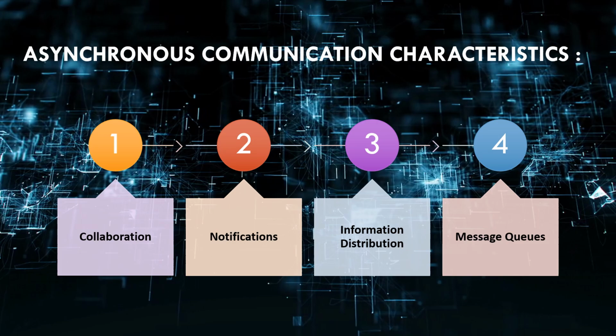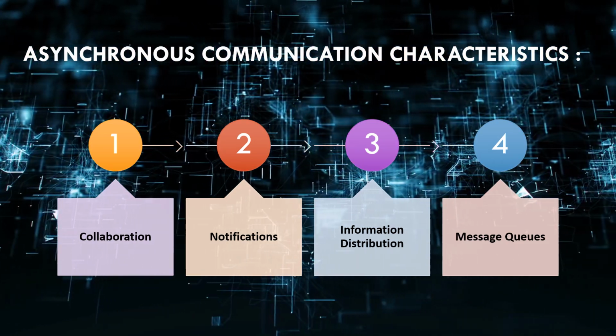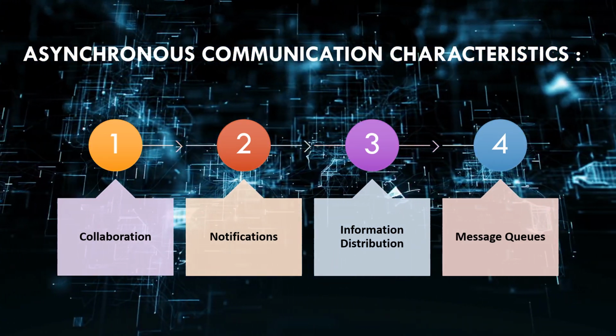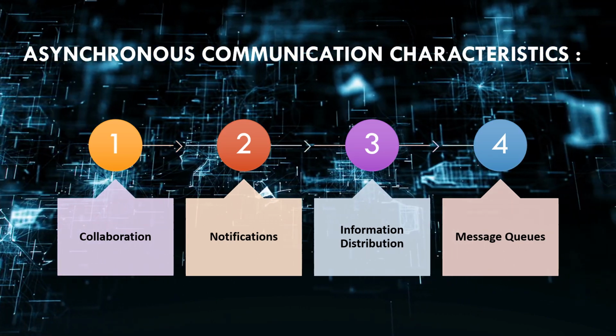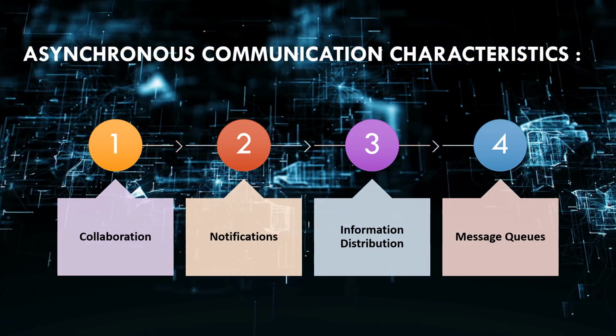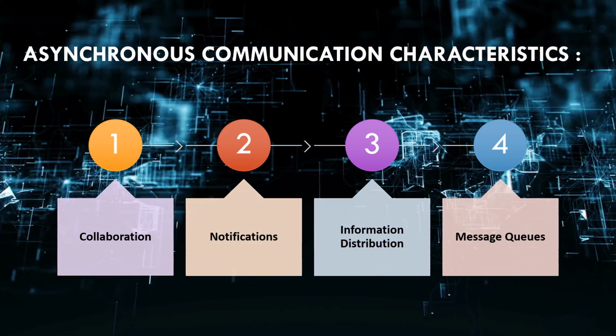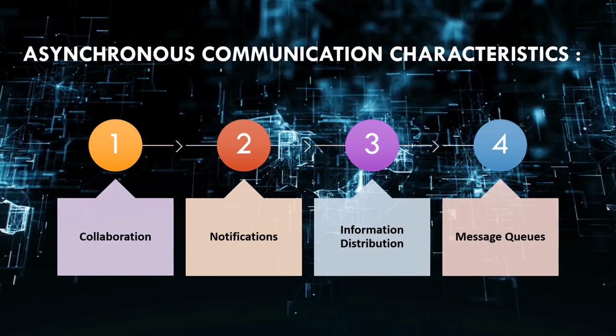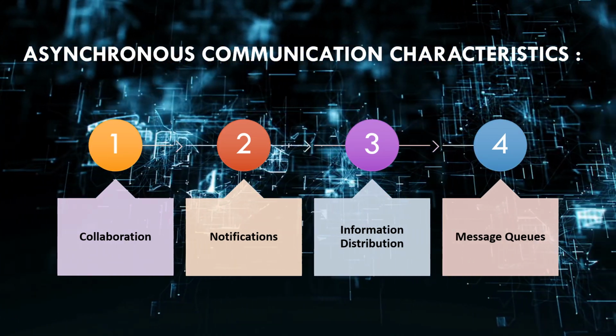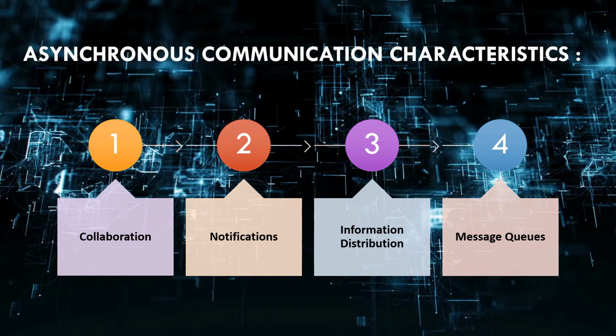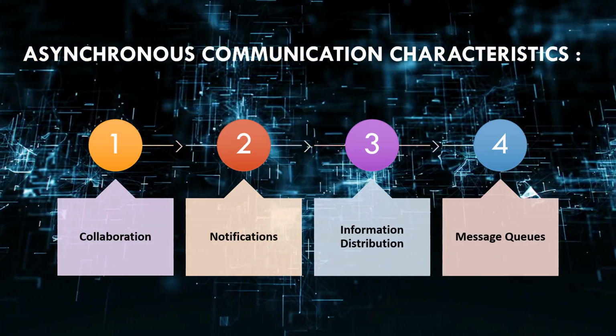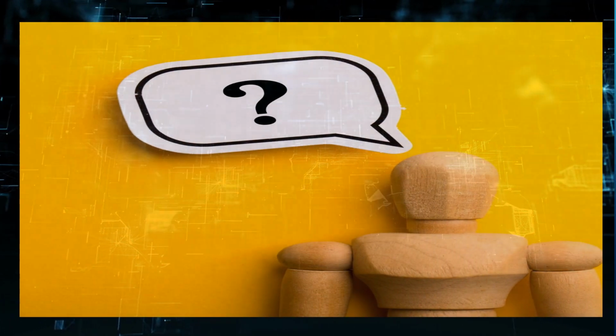And the final one is message queues. In software development and distributed systems, asynchronous communication is essential as it involves the use of message queues to pass messages between different components or services, which will help them to work independently at their own pace. So when should we use synchronous and when should we use asynchronous communication?